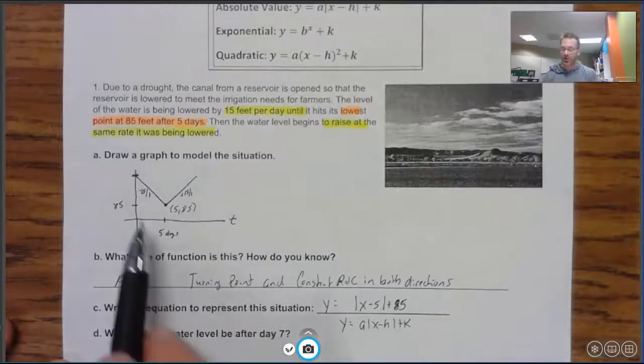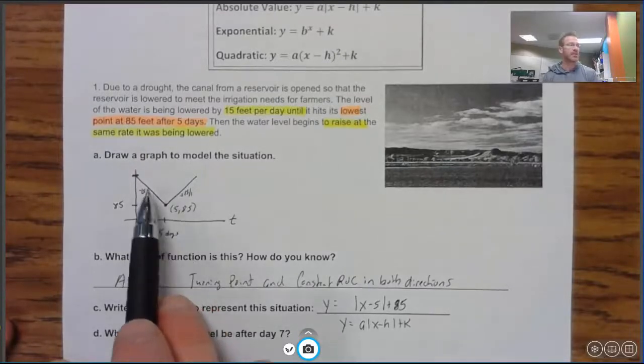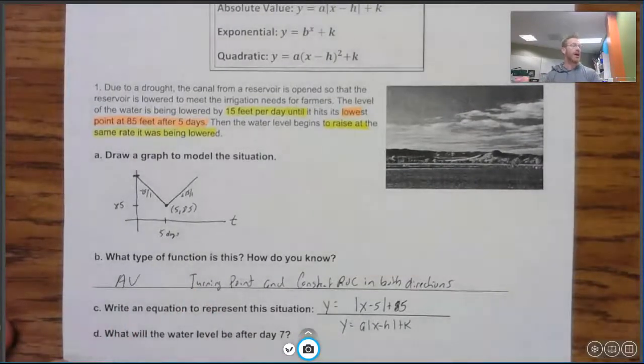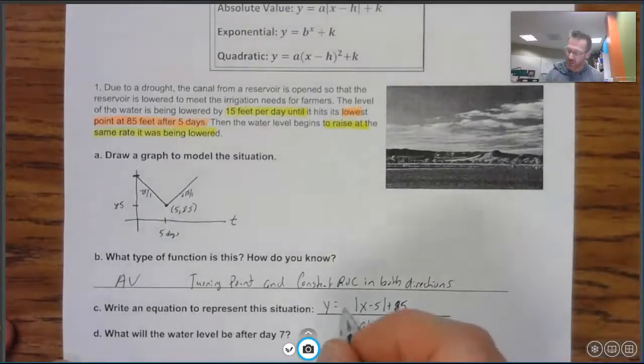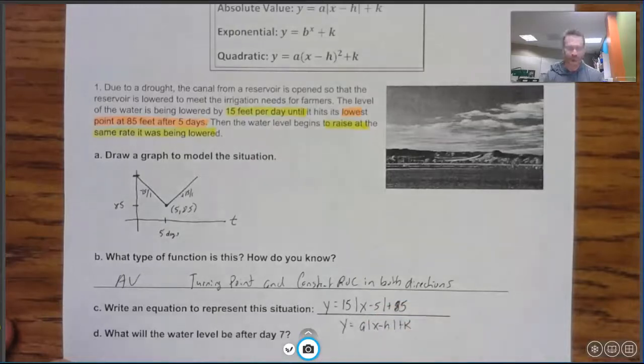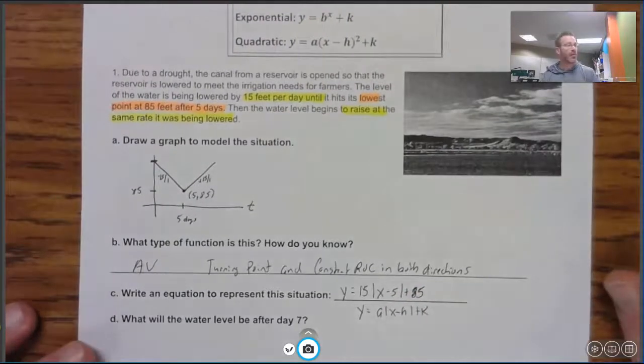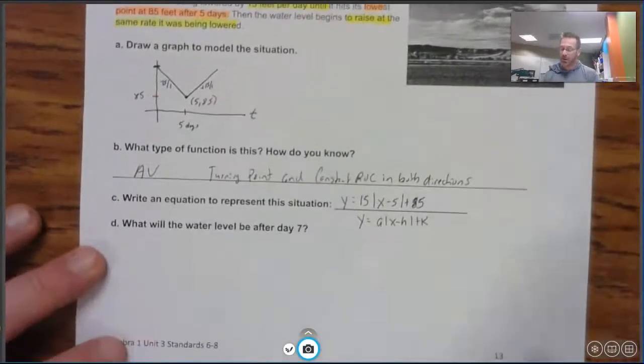Now, once again, we have our two rates of change, negative and positive. Well, our absolute value graph opens up, so that means I want the positive rate of change. So I want the 15 over 1, or just the 15. All right. So now, once we have our equation, we're going to do a little bit of predicting.